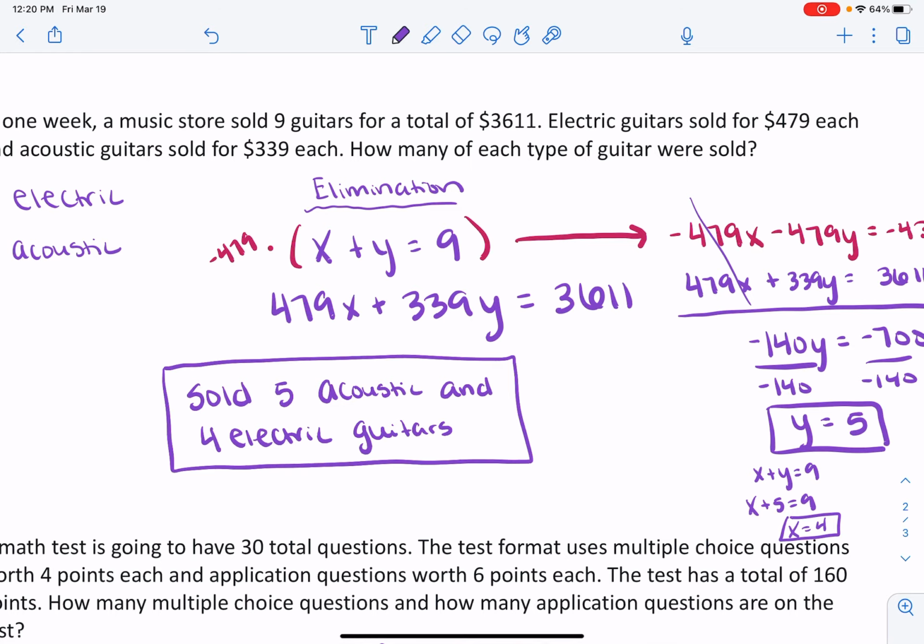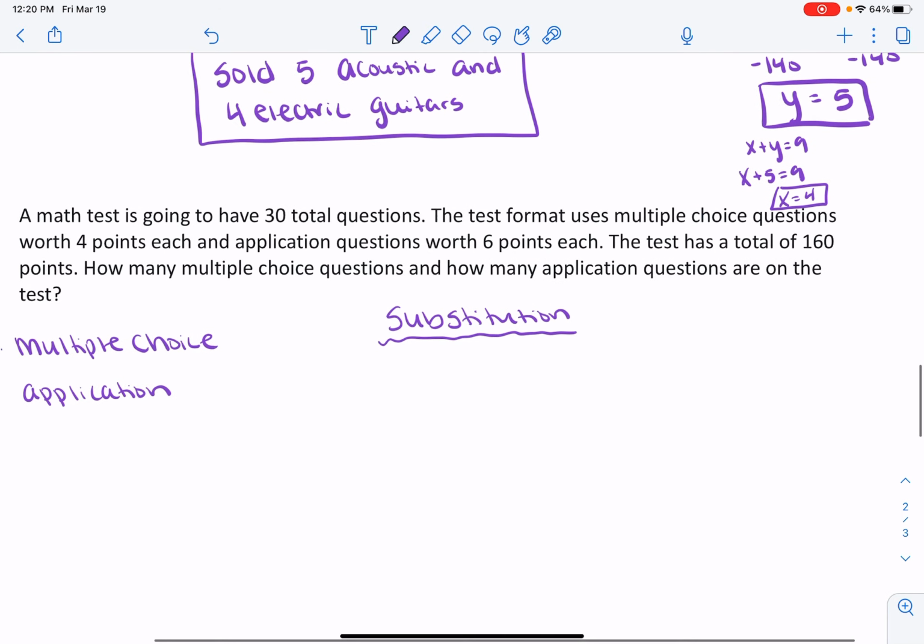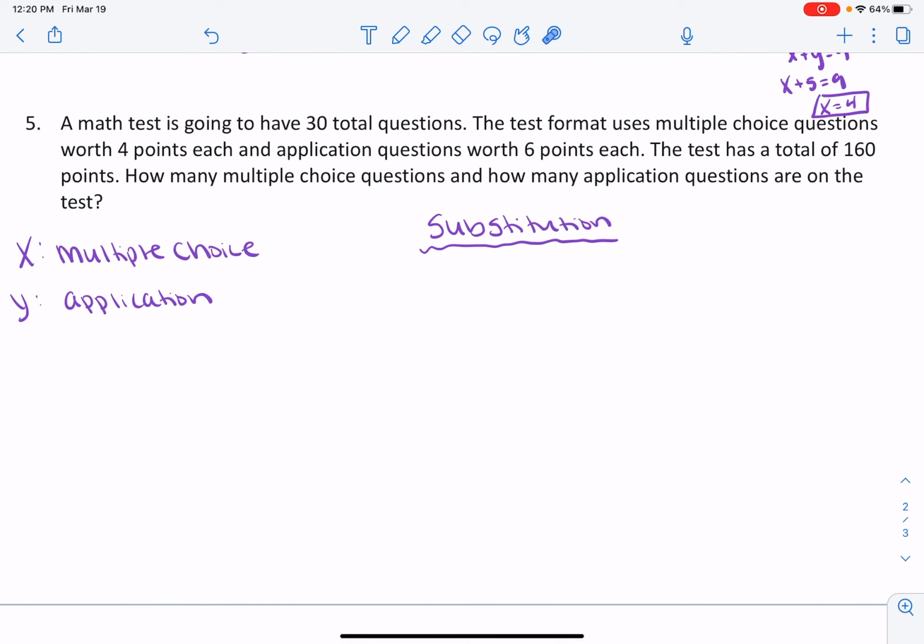All right. And then the last one here, a math test, is going to have 30 total questions. The test format uses multiple choice questions worth 4 points each and application questions worth 6 points each. The test has a total of 160 points. How many multiple choice questions and how many application questions are on the test?